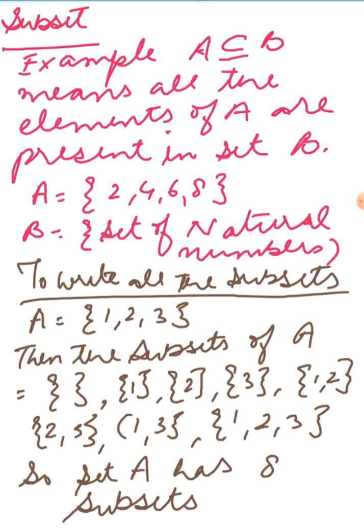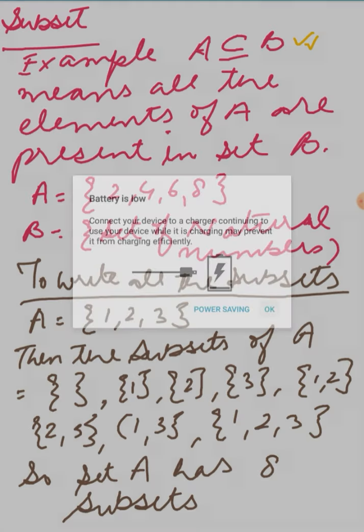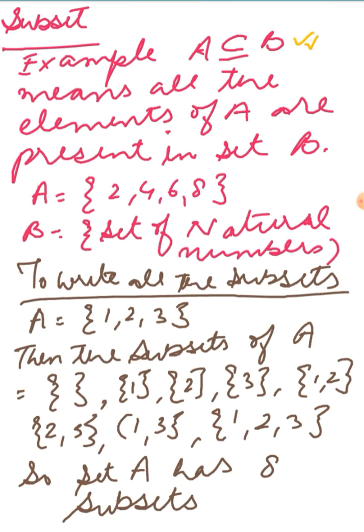Now next, the most important, that is subset. Subset means if two sets are there and the elements of one set are absolutely included in the other set. For example, in this one, A is a subset of B, means all the elements of set A are in set B. Okay, so same is in the example 2, 4, 6, 8 or set of natural numbers. So natural numbers contain 1, 2, 3, 4, all the numbers. So this is set B. This is a subset of B.